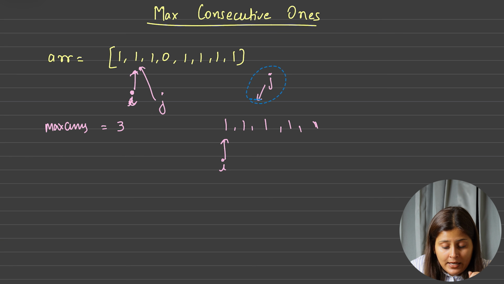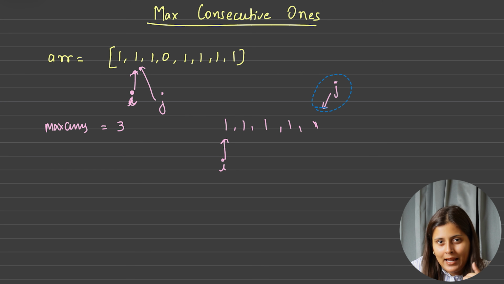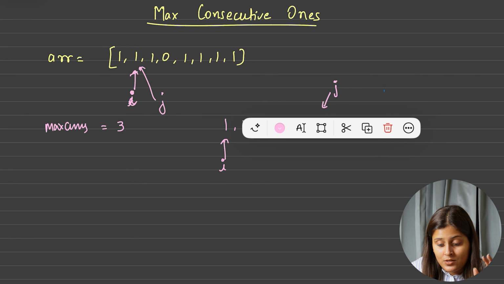Again, is it 1? Yes. Again move next. Is it 1? Yes. Again move next. Is it 1? Yes. Again move next. Is it 1? Yes. So you will calculate the 5 length. Correct? This is what you will do.